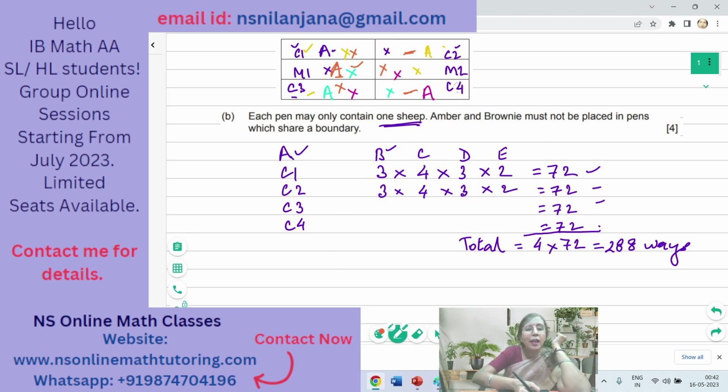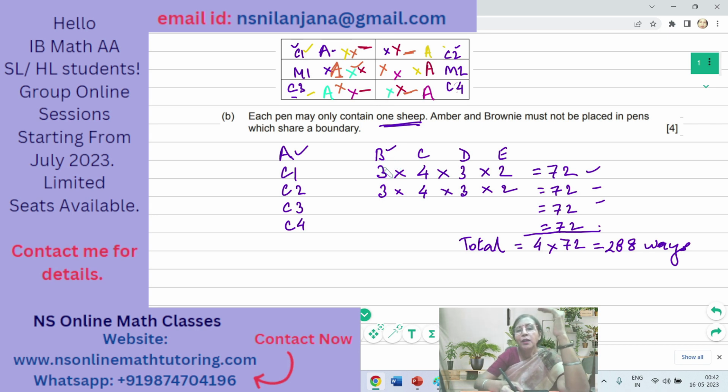For middle 2 pen as well, if Amber is placed in this pen, then Brownie cannot be placed in this one, and in this one. So Brownie will be having these 2 options remaining. So when Amber is placed in any of these 2 middle pens, Brownie is having only 2 options. Previously, Brownie was having 3 options, but this time Brownie is having only 2 options. Okay.